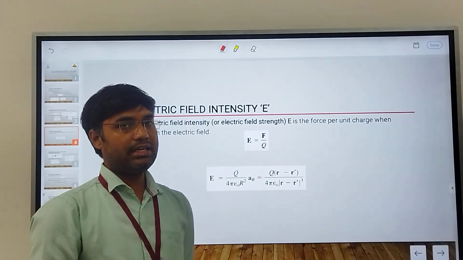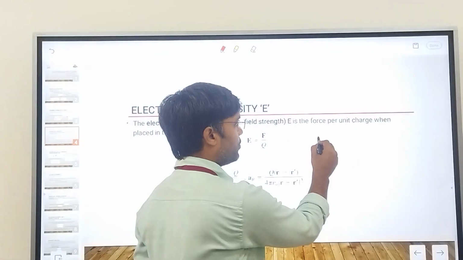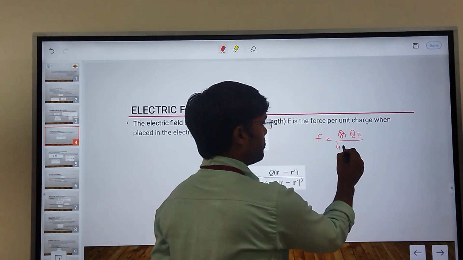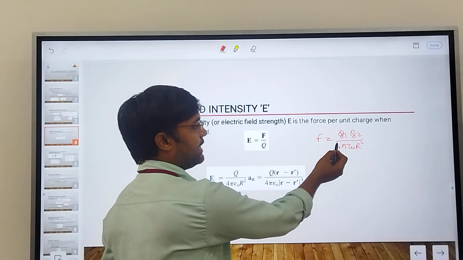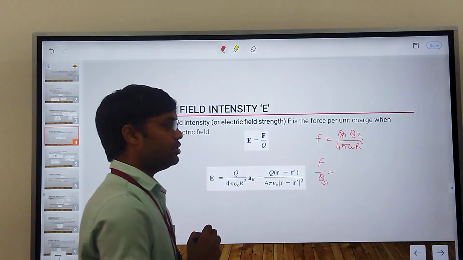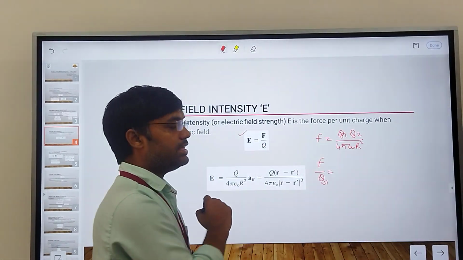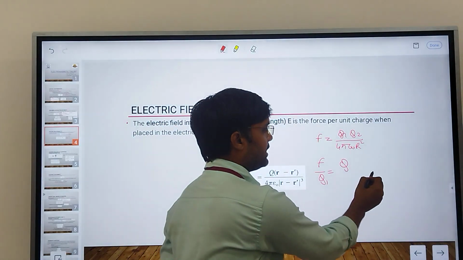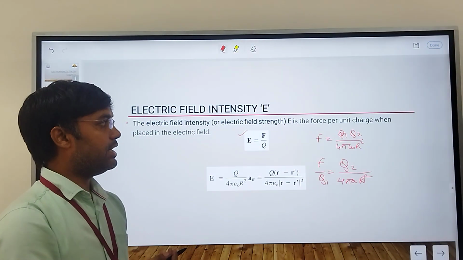So what is electric field intensity? In the previous question, we stated Coulomb's law, F equal to Q1 Q2 divided by 4 pi epsilon naught R square. If we divide the force by the charge Q1, the ratio of force upon Q1 is known as electric field intensity. So the force divided by charge remains Q2 over 4 pi epsilon naught R square. So this is the electric field intensity.